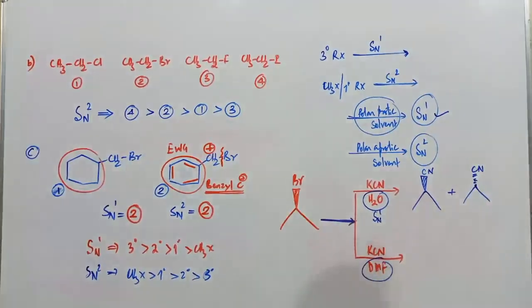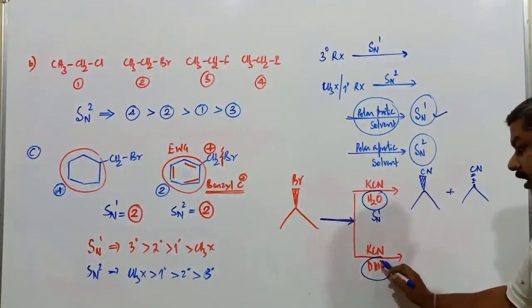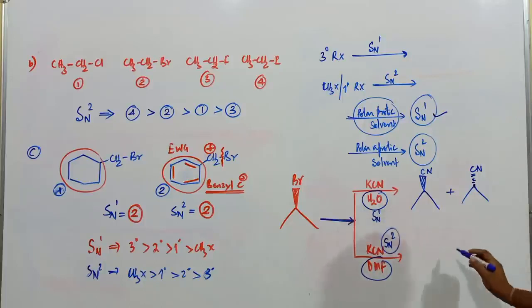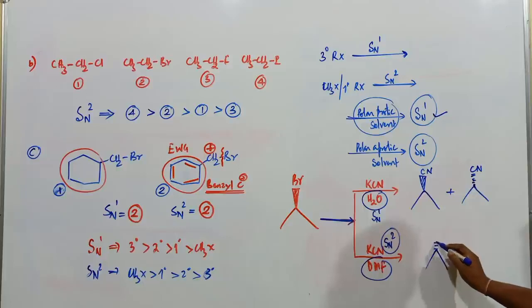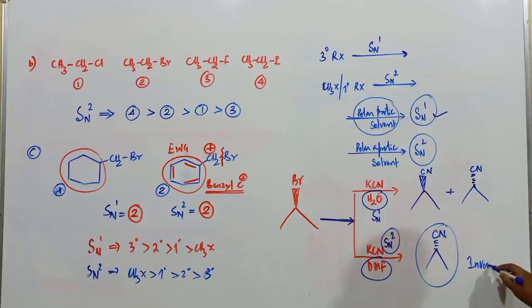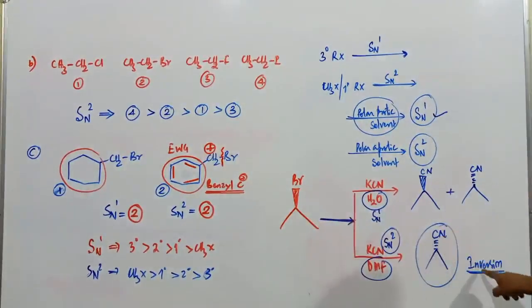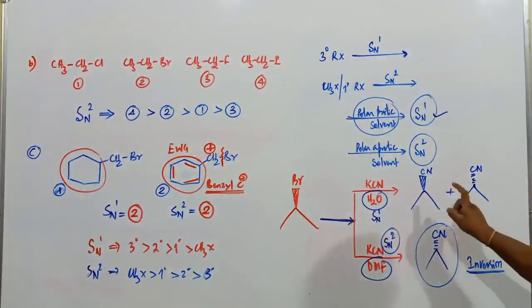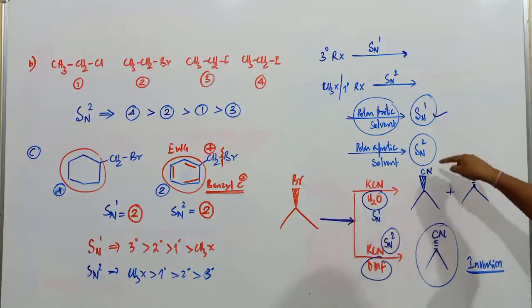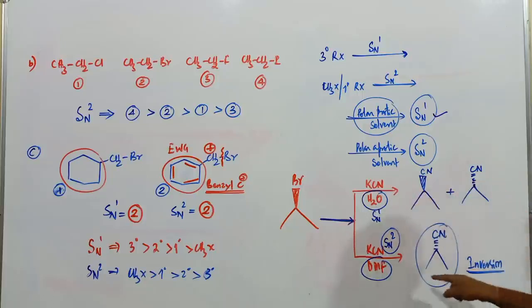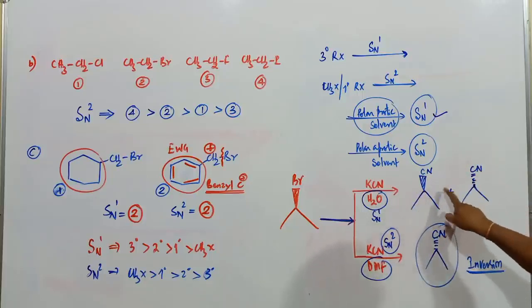Dimethyl formamide is the other solvent. Wherever the solvent is dimethyl formamide, usually that reaction takes place through the SN2 mechanism. In SN2, the product is this one because it is inversion of configuration. It takes place from the opposite side. If it has a wedge structure, it becomes a dash structure. So this is inversion, and this one is retention, which takes place from the same side. Here it takes place from the opposite side. So these are the different products in SN1 and SN2.